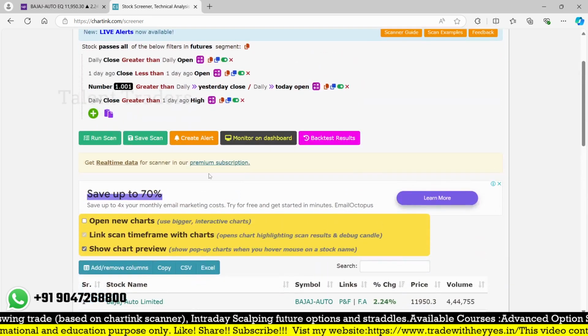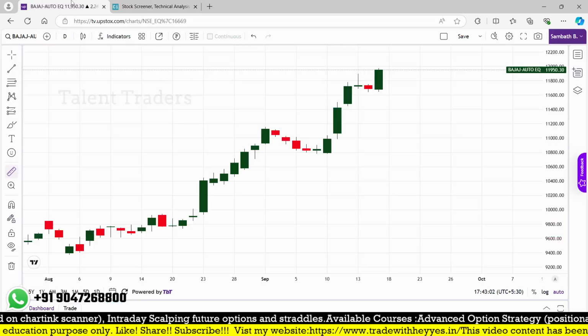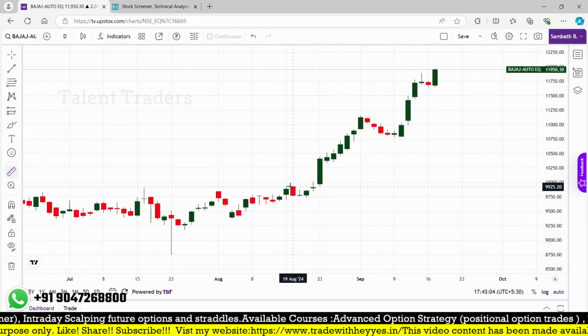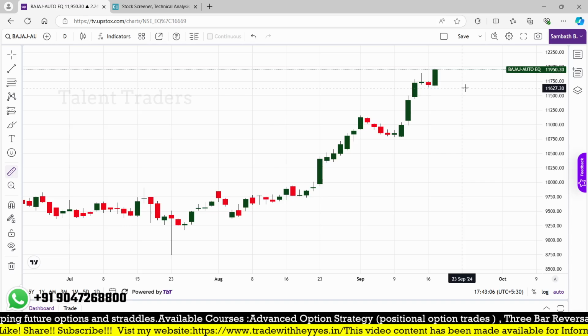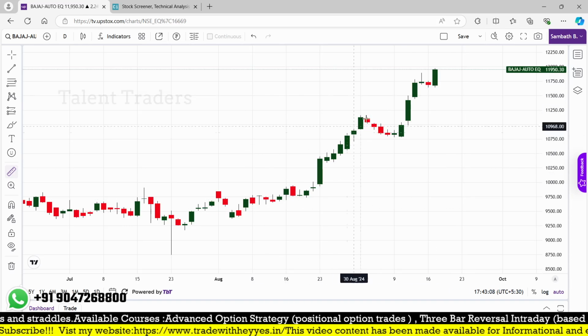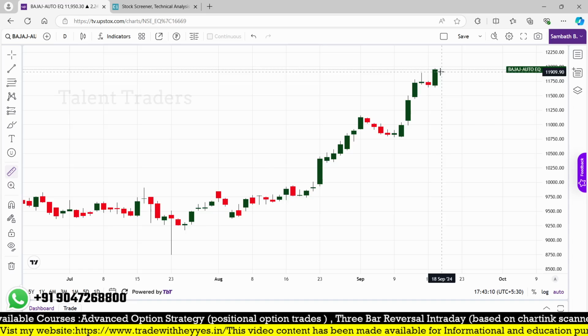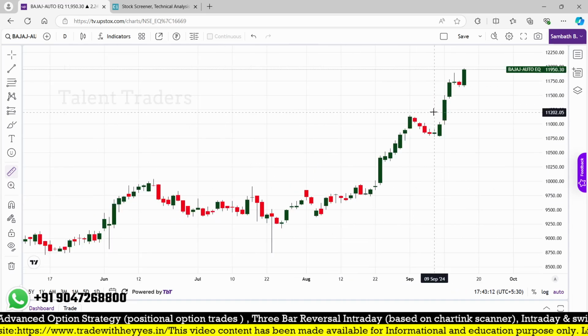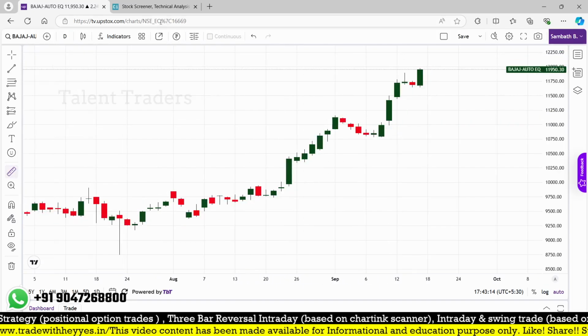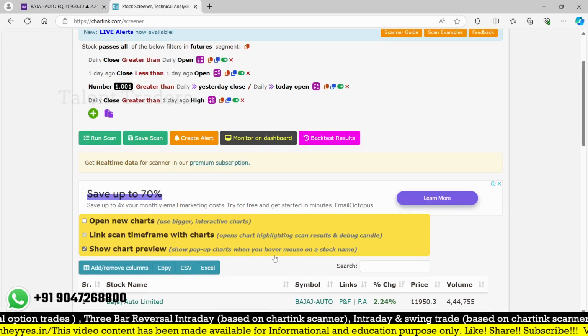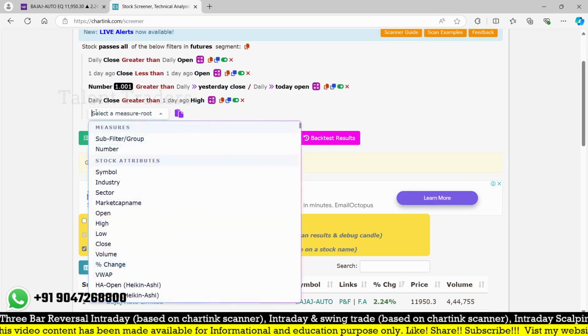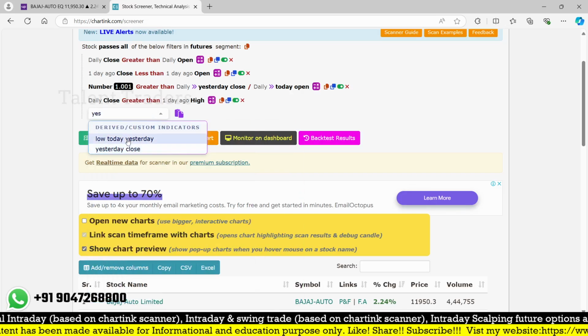But we have to add one more condition, because we are finding a swing low level, but this stock is at the highest level. So I don't need to take this many stocks. It keeps on rising and rallying, and I don't want to find a bullish opportunity at the top level. Instead, I'm just going to find the swing. So, yesterday's low.